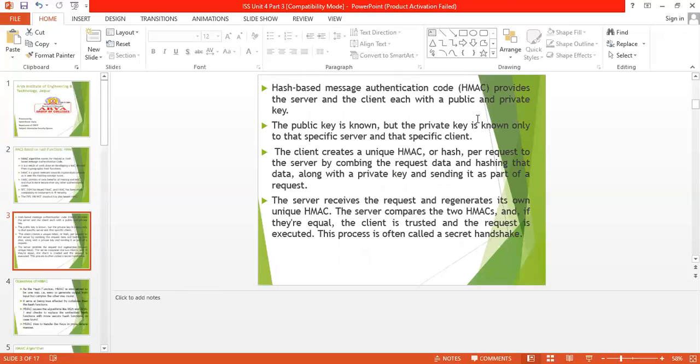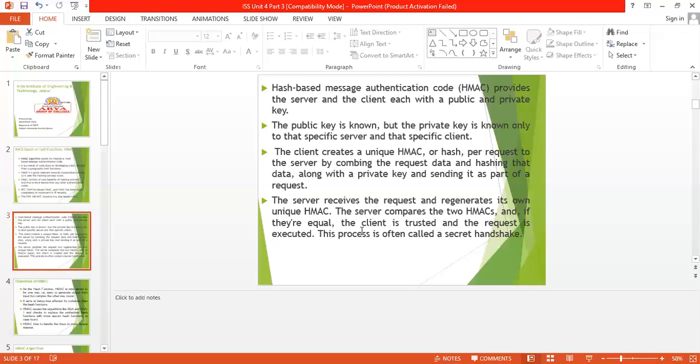HMAC provides the server and the client each with a public and private key. The public key is known, but the private key is known only to the specific server and the specific client. The client creates a unique HMAC or hash per request to the server, by combining the request data and hashing that data with a private key, sending it as part of the request. The server receives the request and regenerates its own unique HMAC. The server compares the two HMACs, and if they are equal, the client is trusted and the request is executed. This process is often called a secret handshake.